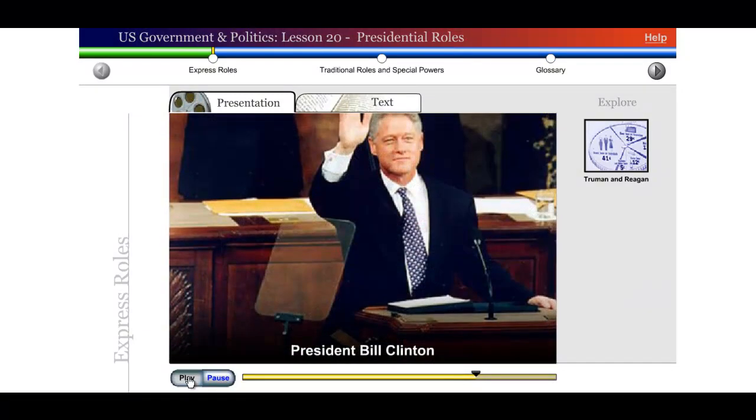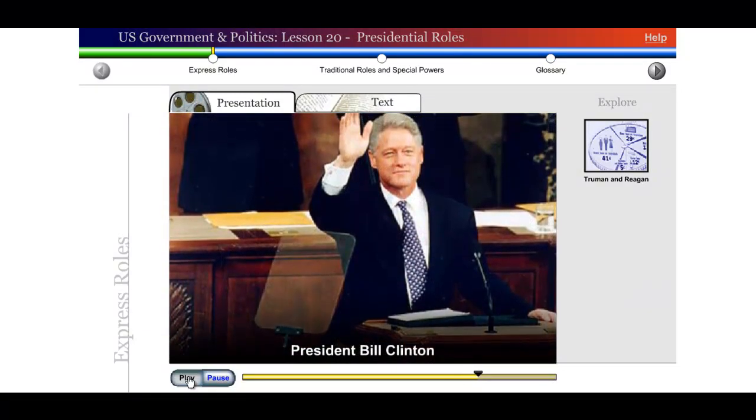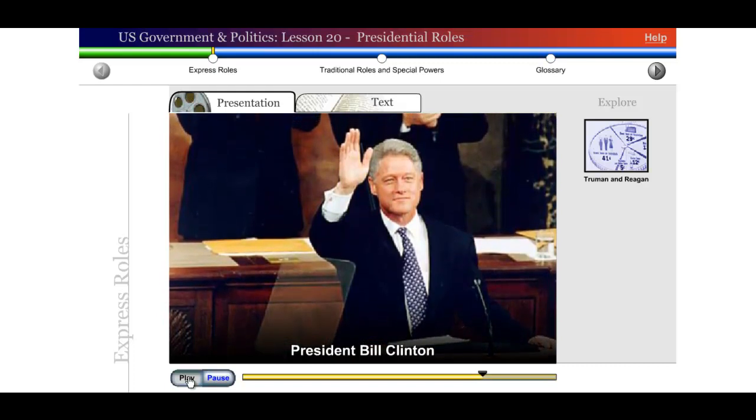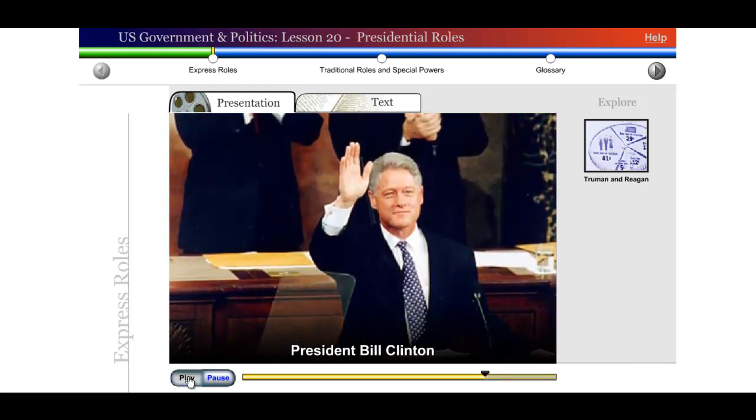The President's role as legislator is partially enumerated by the Constitution and partially traditional. According to Article 2, Section 3, the President must present a State of the Union message to Congress each year, typically to outline his proposed legislative package and budget.